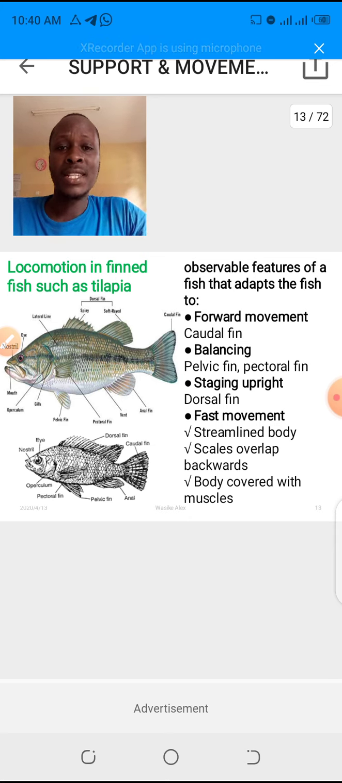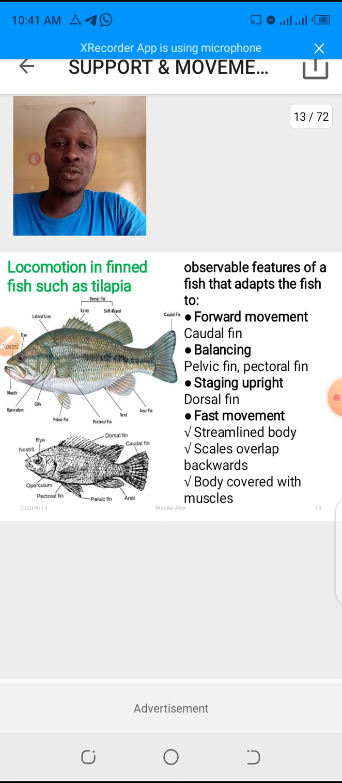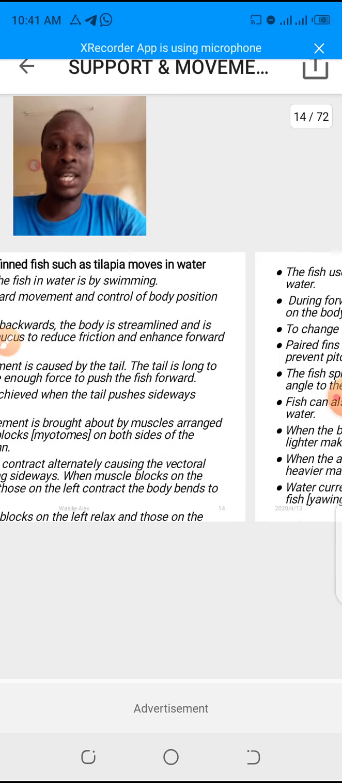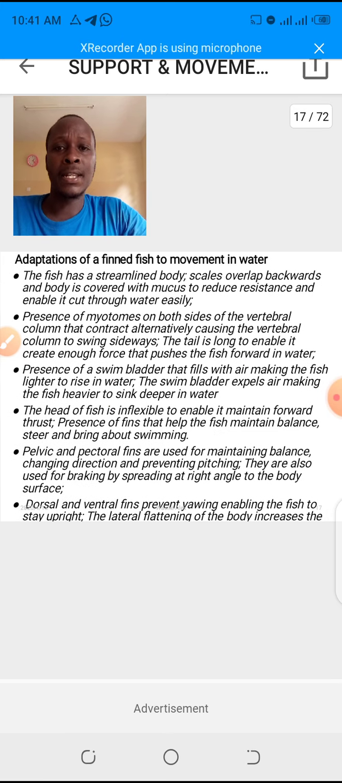There are ways which make fish able to move fast. One is its streamlined body, or we can say it is torpedo shaped. It has scales which overlap backwards, so that reduces friction. Then the body is covered by muscles, which we say are known as myotomes. They contract and relax, making the fish able to move faster in water.